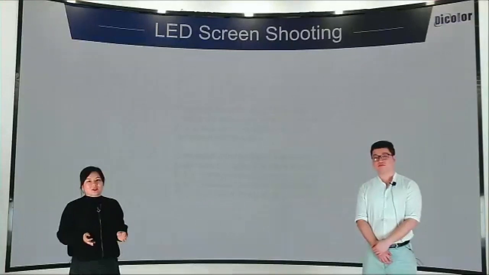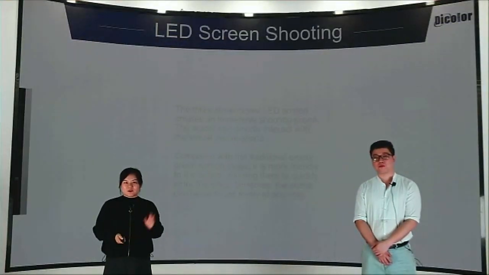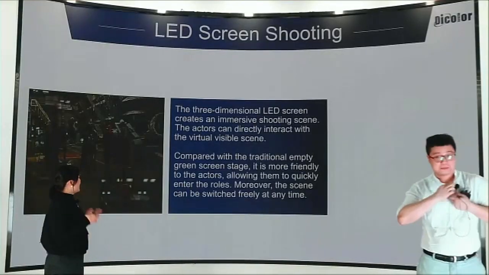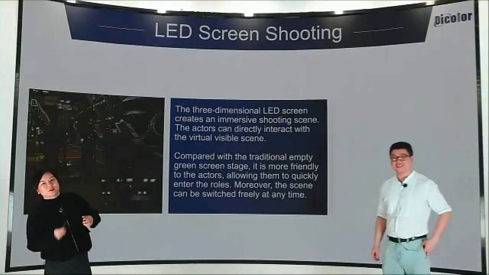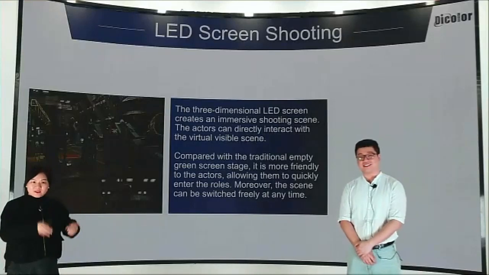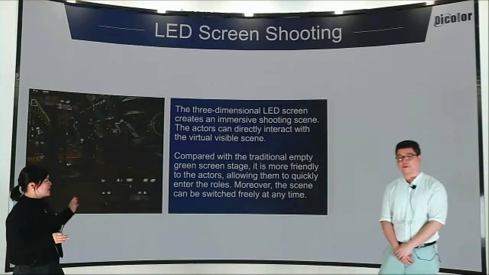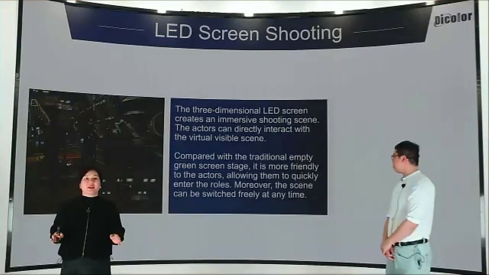So XR technology brings us a different experience. Compared with the traditional empty green screen, it's more friendly to actors. The actors feel more relaxed and more natural to enter the roles because they can see the scenes, and they can switch the screens at any time freely.